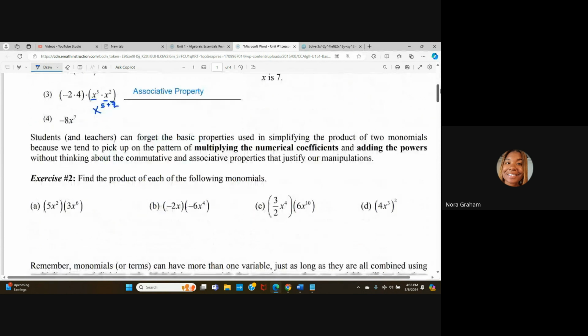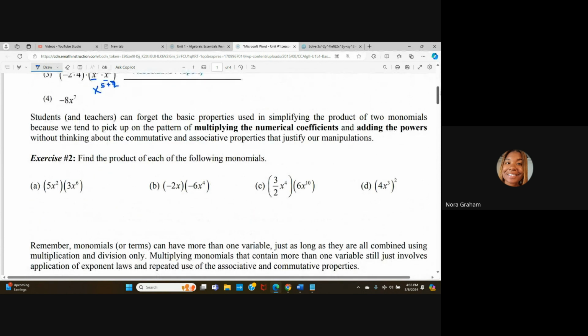Let's go ahead and go down to exercise 2. They want us to find the product of each of the following monomials, right? So this one, we're just going to be grouping together. Let's work out some of these.